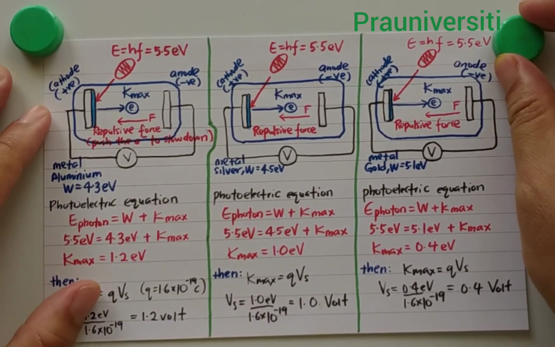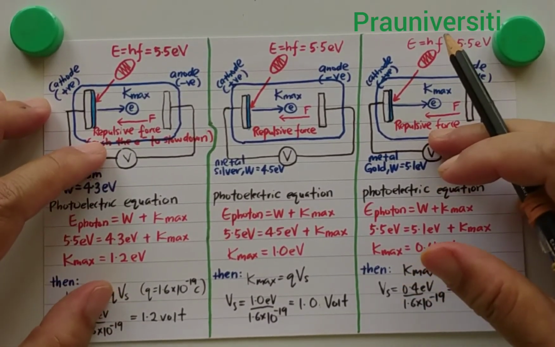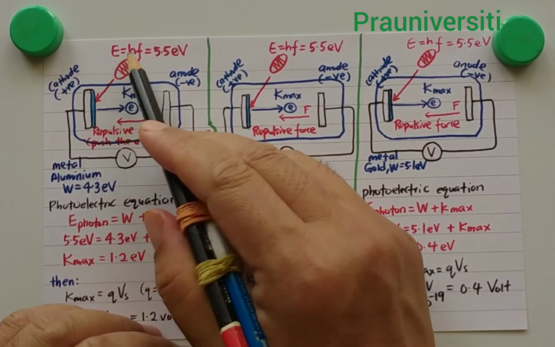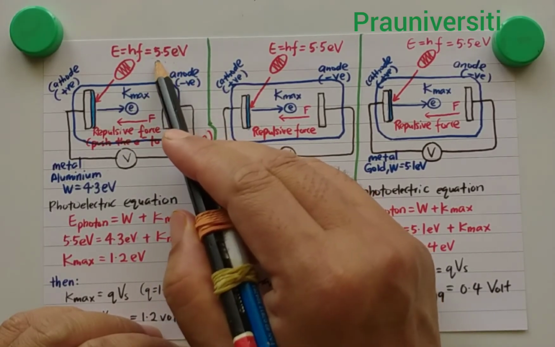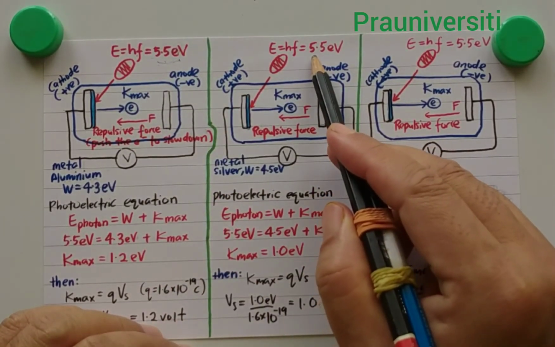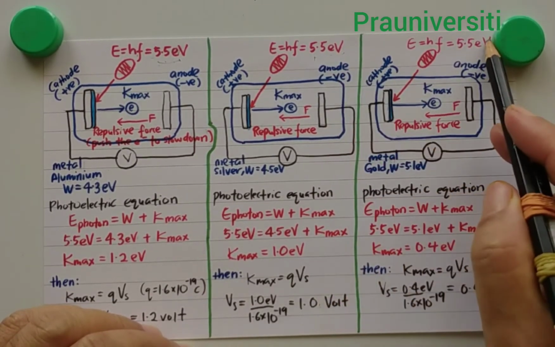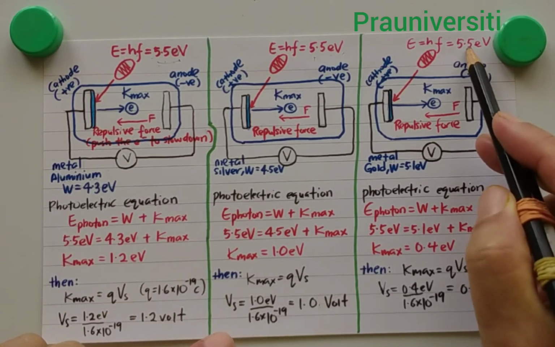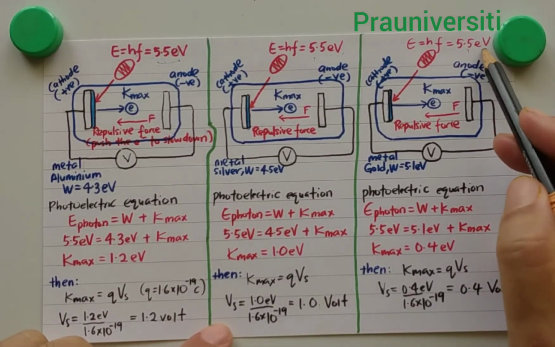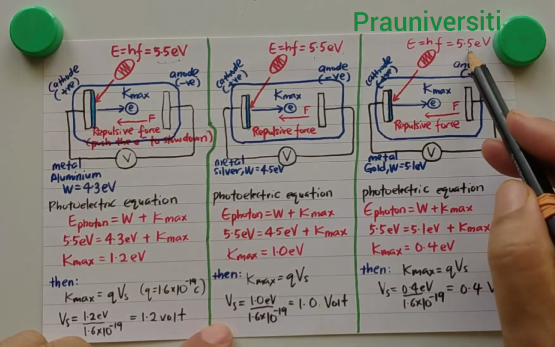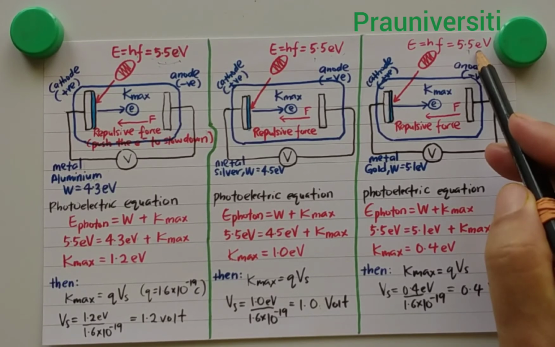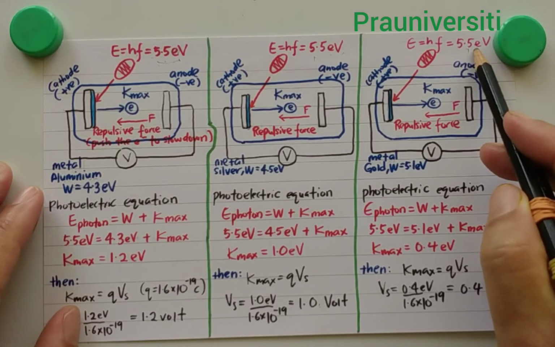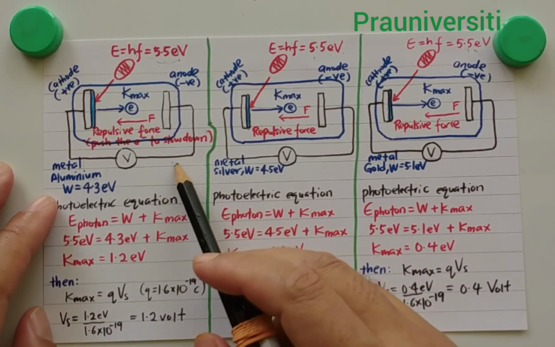This one is the example. In this case, I'm using the magnitude. The energy of the photon in this case is 5.5 electron volts, in all three diagrams. That means in this case the energy of the photon is constant.